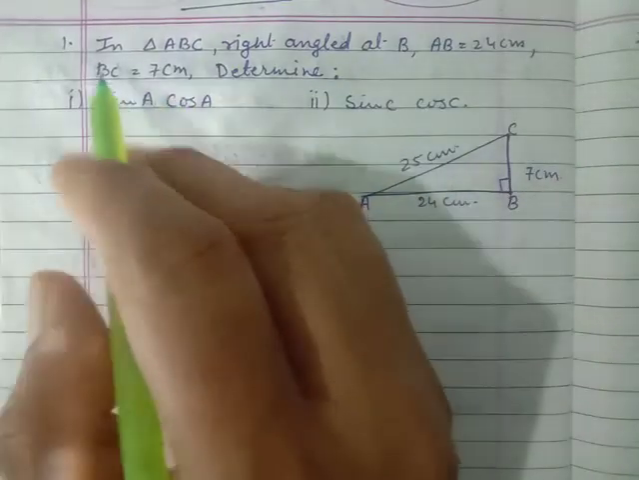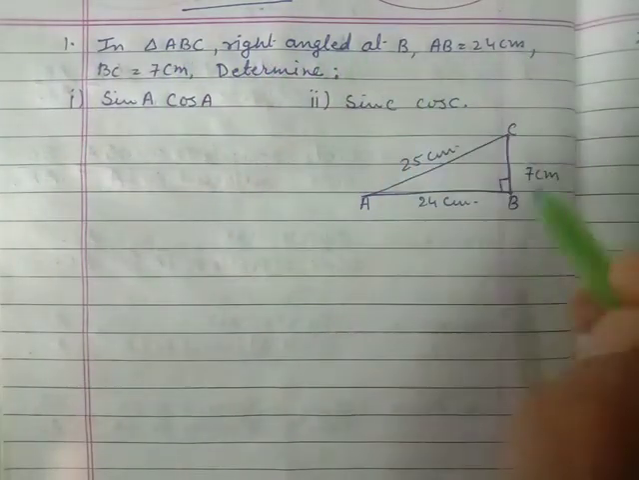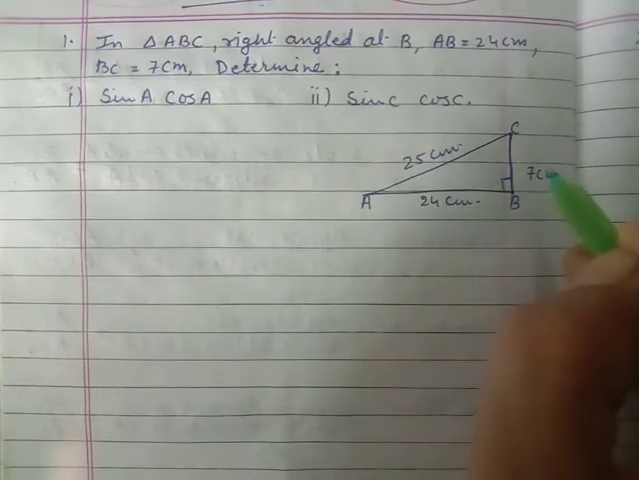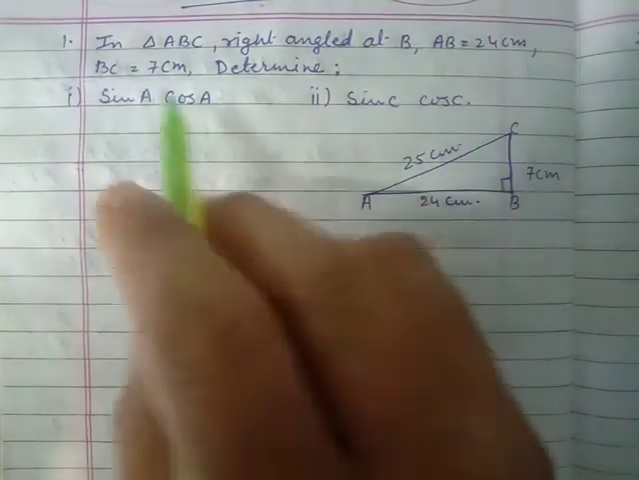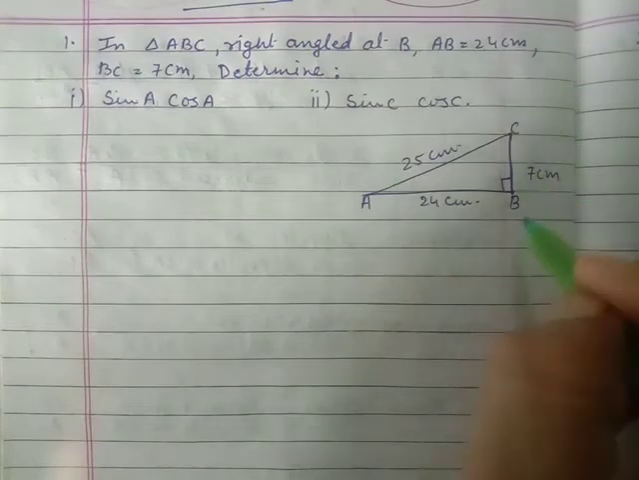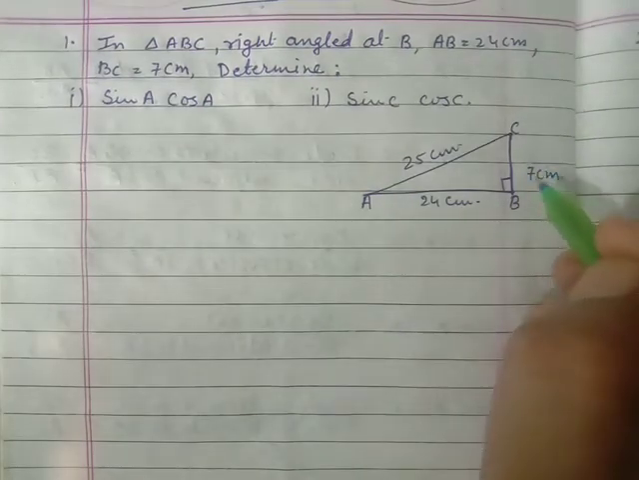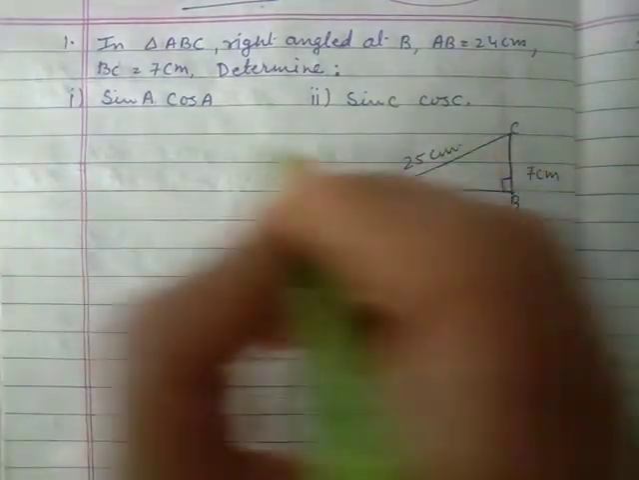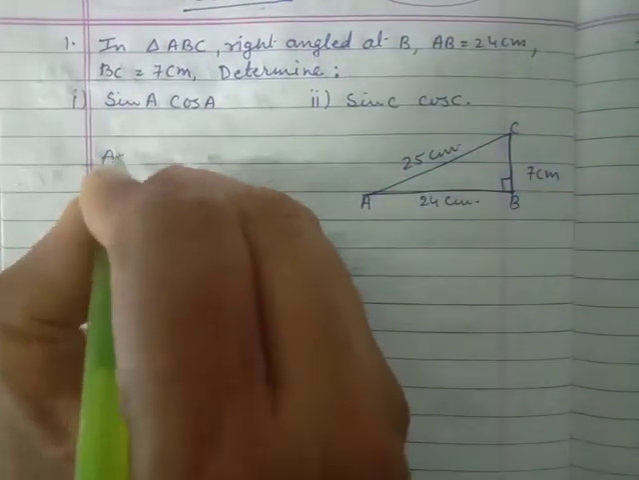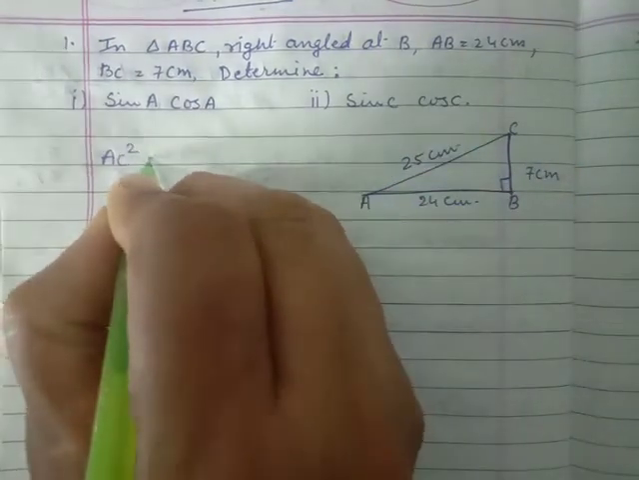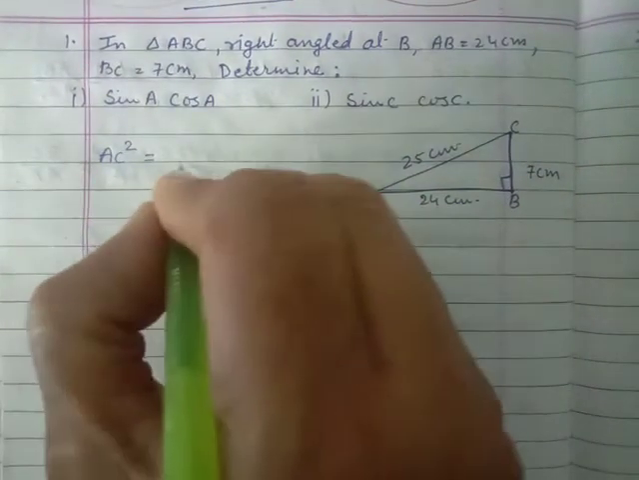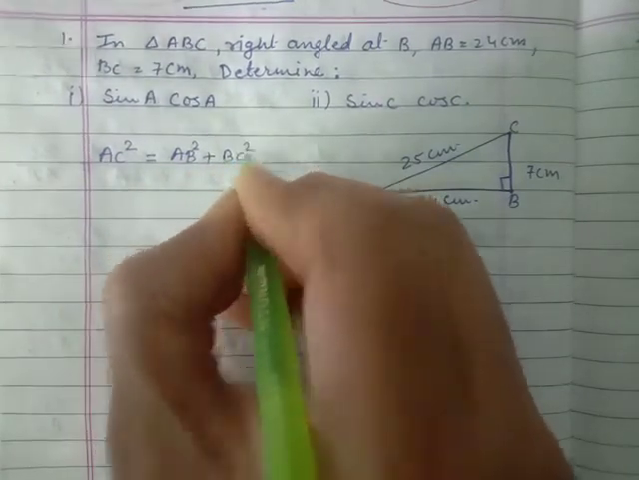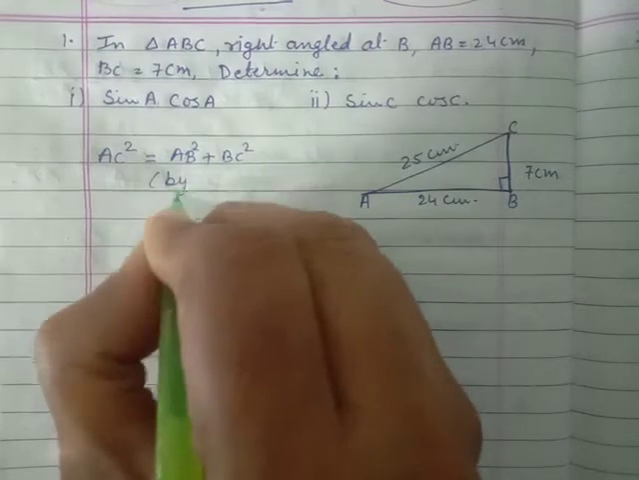Come to question number 1. In triangle ABC, right angled at B, AB is 24 centimeter, BC is 7 centimeter. We have to determine sine and cos. So we know already that for finding sine and cos ratio we need the hypotenuse. So let's first of all find out the hypotenuse. In triangle ABC, by Pythagoras theorem, AC square is equal to AB square plus BC square.